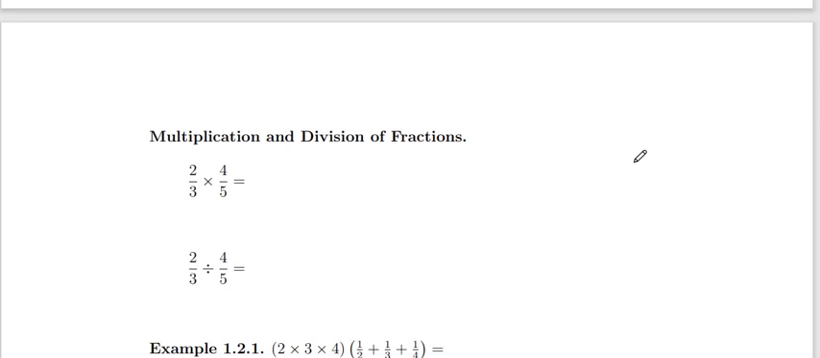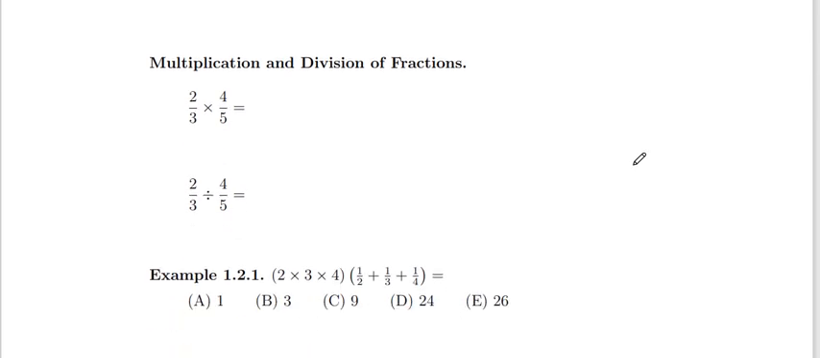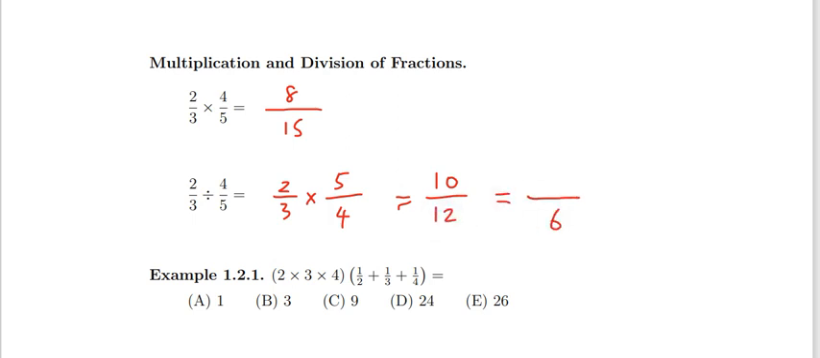Okay, so multiplication and division. For multiplication, denominator multiplies denominator and numerator multiplies numerator. This equals 8 over 15: 2 times 4 is 8, 3 times 5 is 15. For division, we can change the division into multiplication by the reciprocal. So 4 over 5 becomes 5 over 4. This becomes 10 over 12, and 10 over 12 can be simplified, right?